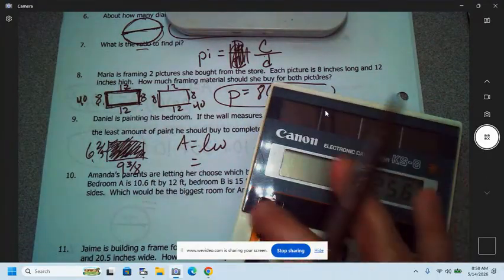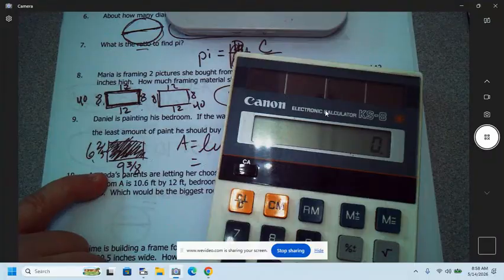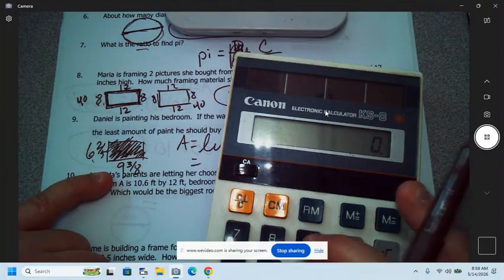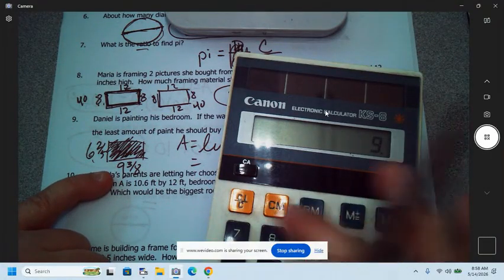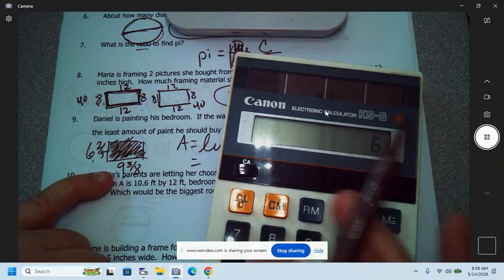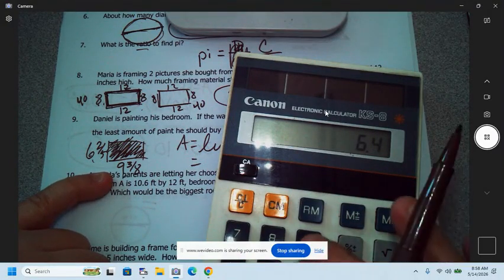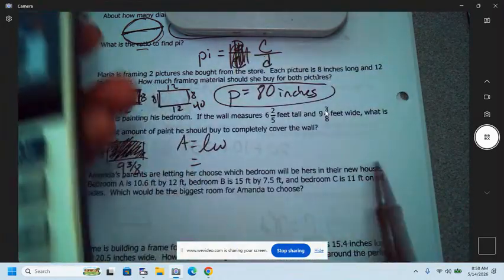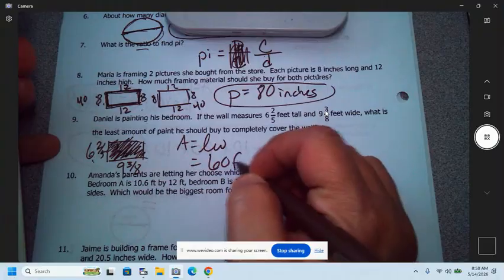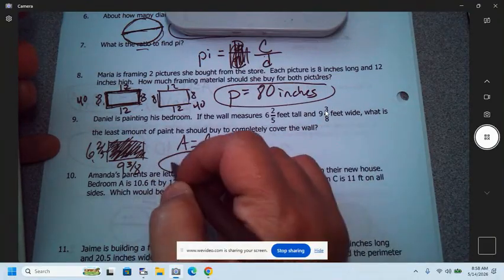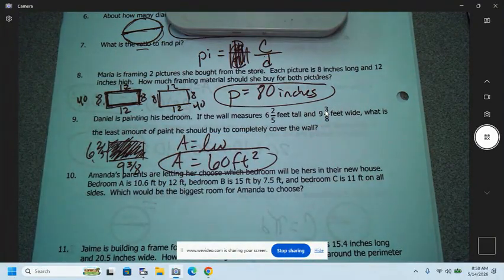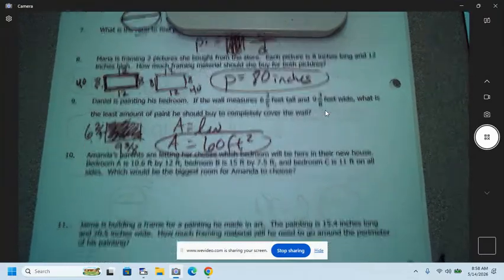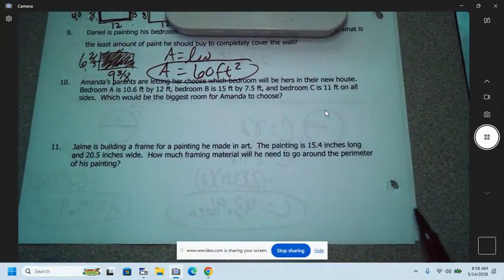You can just put those in your calculator. My calculator doesn't do fractions, so I have to do decimals. 6 and 4/10 times 9.375. I get 60. 60 feet squared. Did anybody else get that? Yeah. Okay, good.